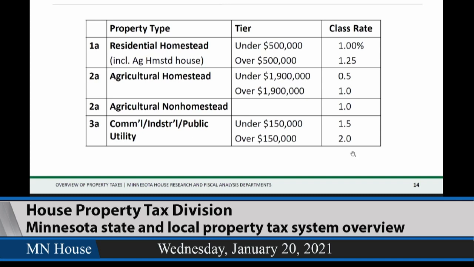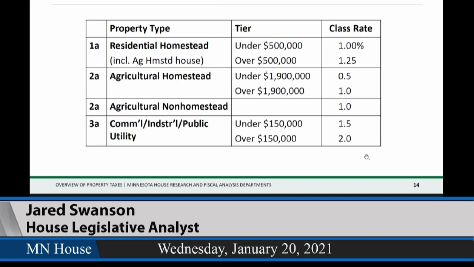The main takeaway from this table is just that the higher a class rate, the more of the property's value that gets included in the property tax calculation, meaning the property will pay a relatively higher share of the overall tax. Next slide.